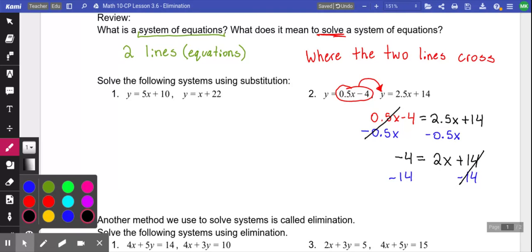Those 14s will cancel out. On the left-hand side, negative 4 minus 14 would equal negative 18. And on the right-hand side, I would still have 2x.